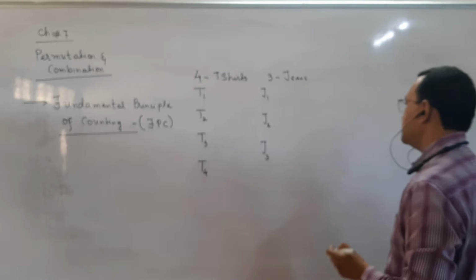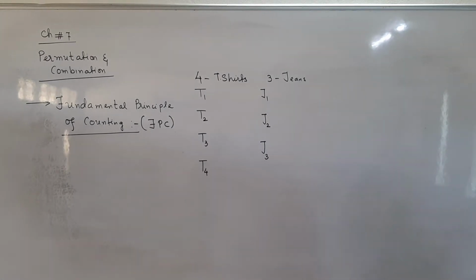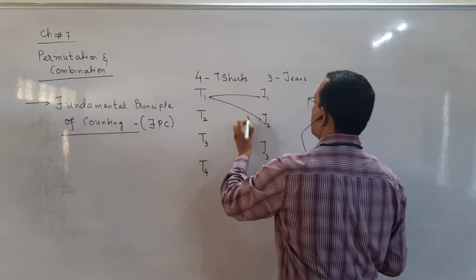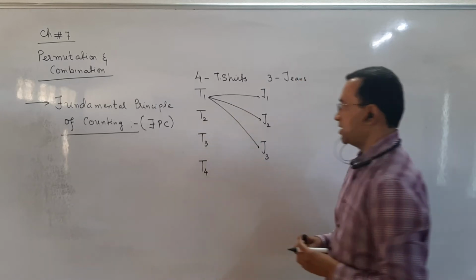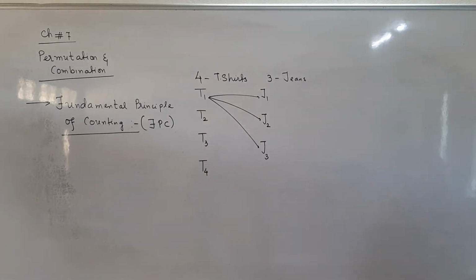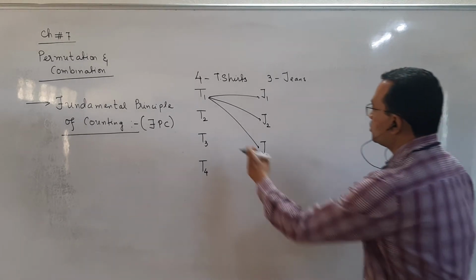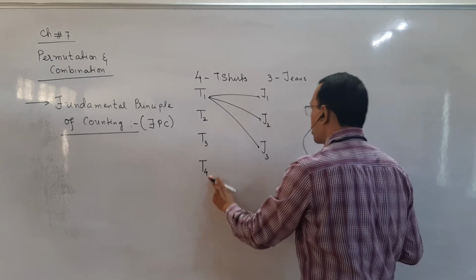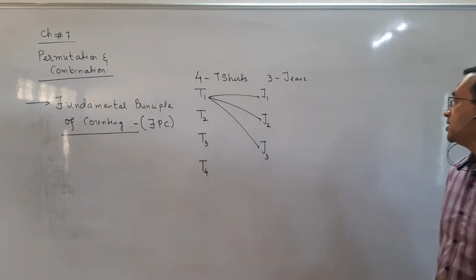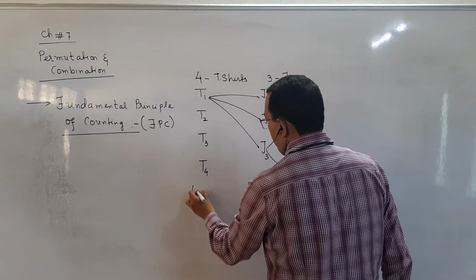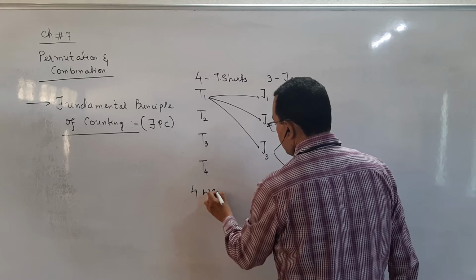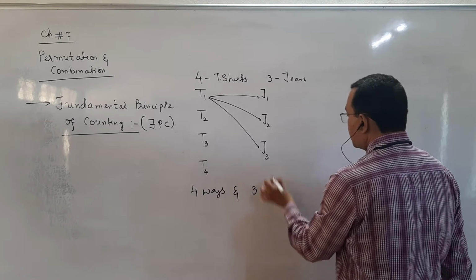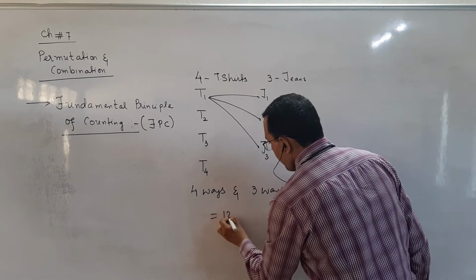J2, and J3. Now you can pair your first t-shirt with any of the 3 jeans, either T1 with J1, J2, or J3. So one t-shirt can be paired with 3 jeans. Again, T2 can be paired with 3. T3 can be paired with 3 jeans, and T4 also can be paired with 3 jeans. So one t-shirt can be selected in 4 ways, and one jeans can be selected in 3 ways. So the total number of pairs is 12.